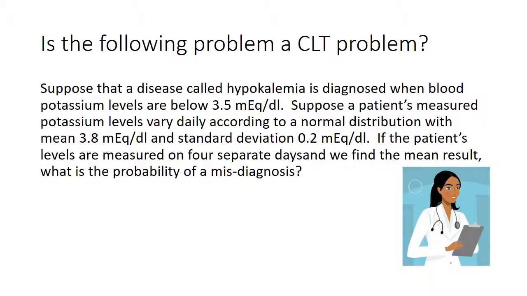Our sample size is 4. We are taking 4 measurements and finding the mean. Because we're dealing with a probability involving a sample mean, this might be a central limit theorem problem. Now we need to figure out, is our sample size big enough? 4? No, that's not above 30. Too small of a sample size.